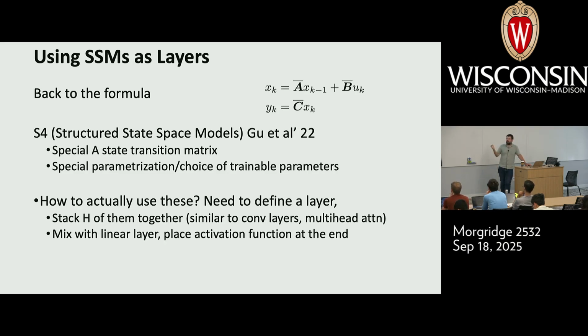You mix them with some linear layers. You place some activation functions at the end. Again, nothing special, exactly what you do for a CNN. And then you can create a large model based on this. You can size it up to whatever you want.